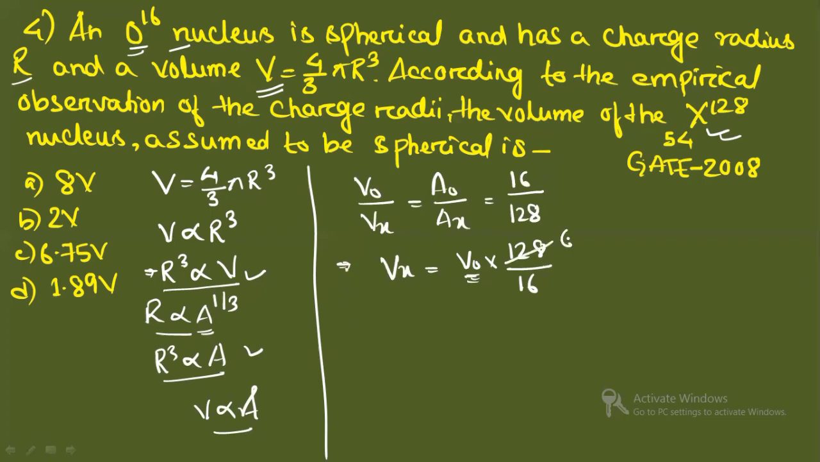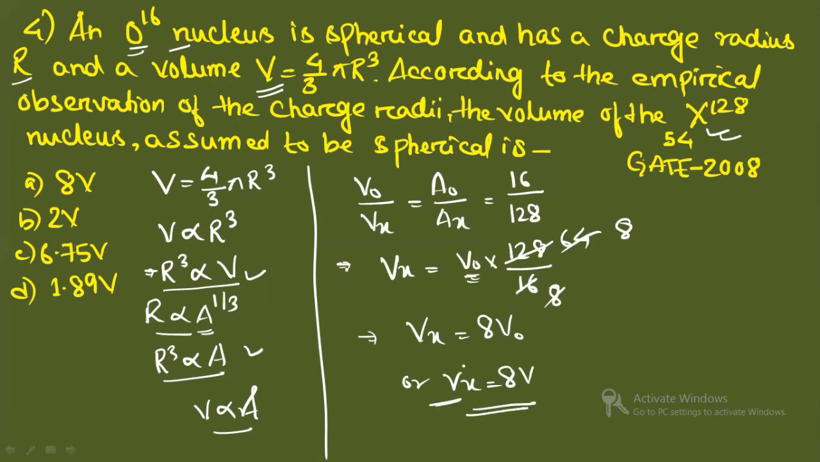First I will cancel 2 6 and then 4. Then I'm cancelling 2 8, right? And then you can cancel it as 8 8, 64. So you can say Vx is equal to 8 V naught, or you can write it as 8V, right? So this is the volume of the other nuclei, which was assumed to be spherical. So the correct option is option A here. All right, so the question was easy.